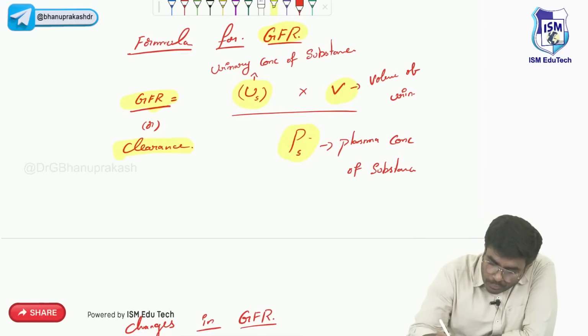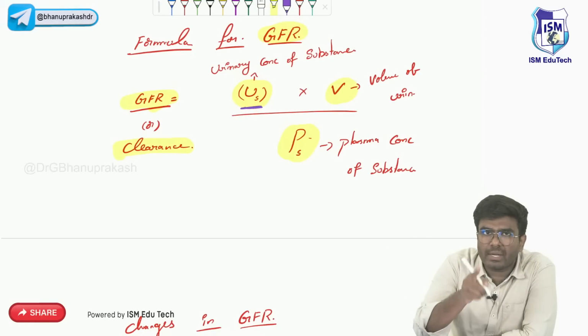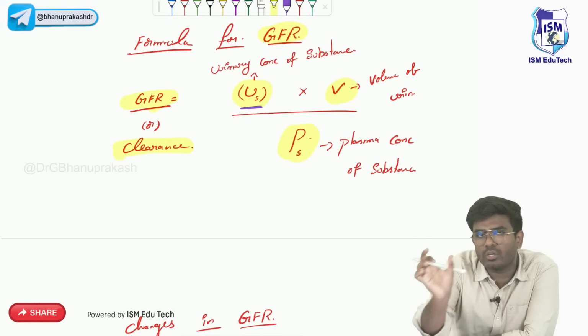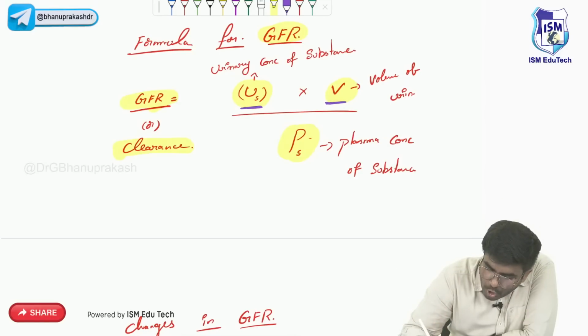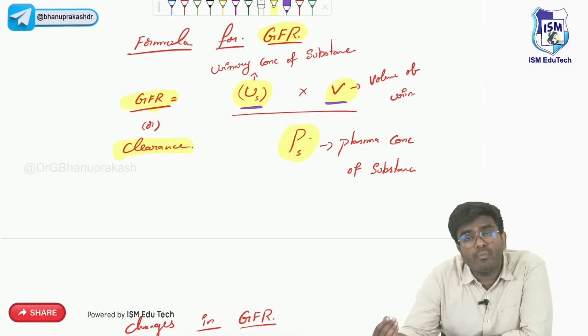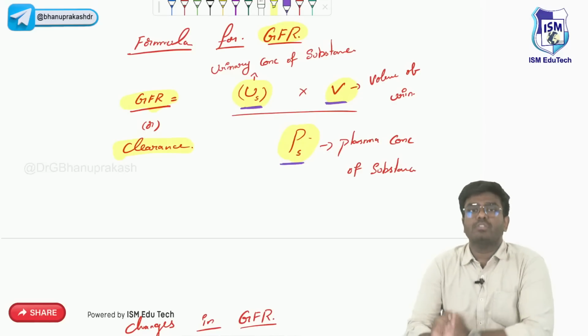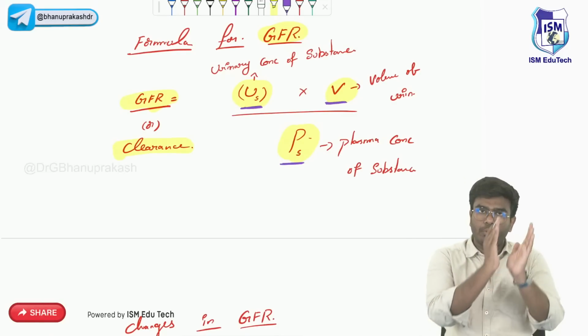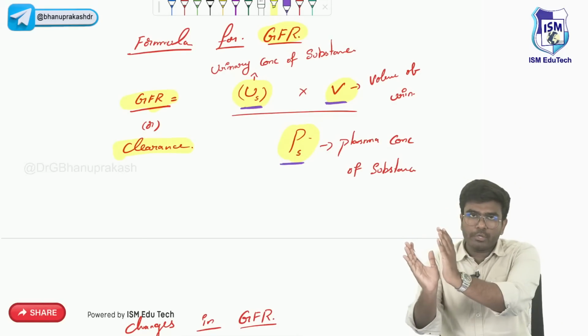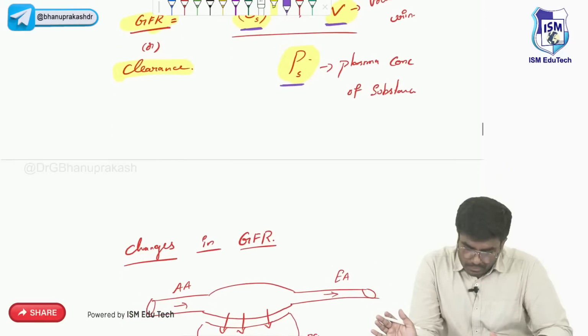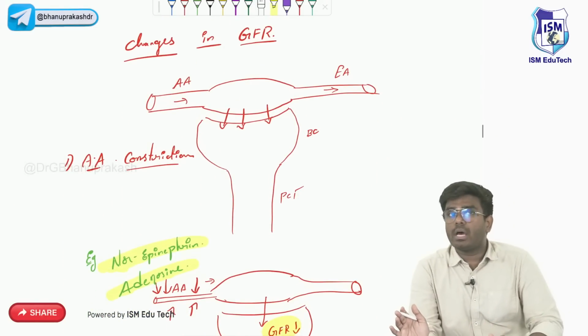In a question, if they ask you to calculate the clearance of a particular substance, the same formula UV by P applies. U means the urinary concentration of that particular substance. They will give you the urinary concentration, the volume of urine produced, and the plasma concentration of the substance. So UV by P: urinary concentration times the amount of urine produced, divided by plasma concentration. This is the formula for GFR or clearance.